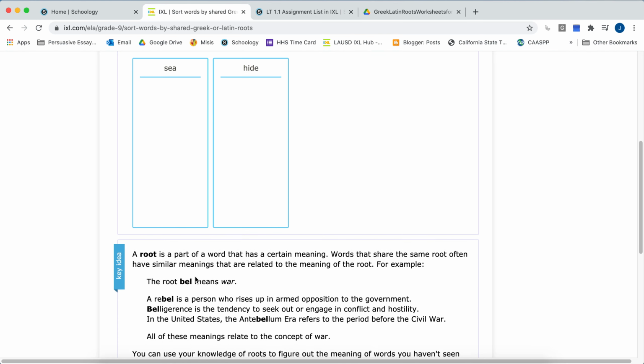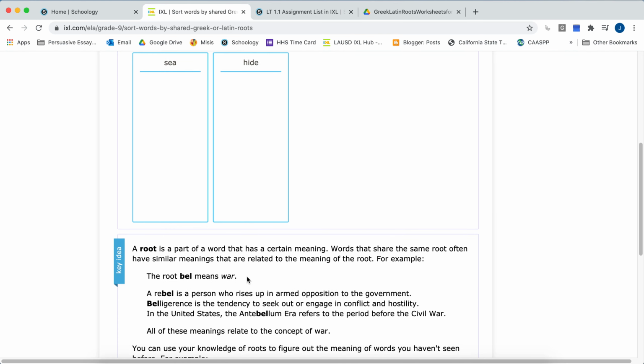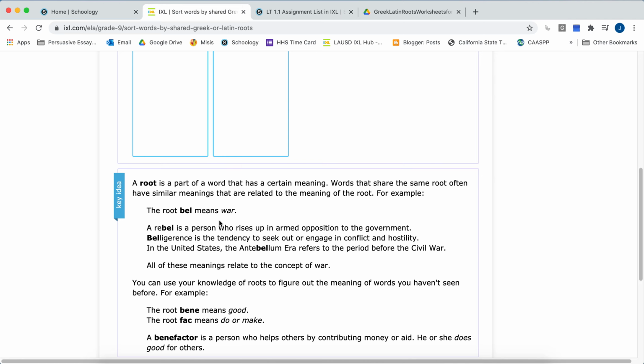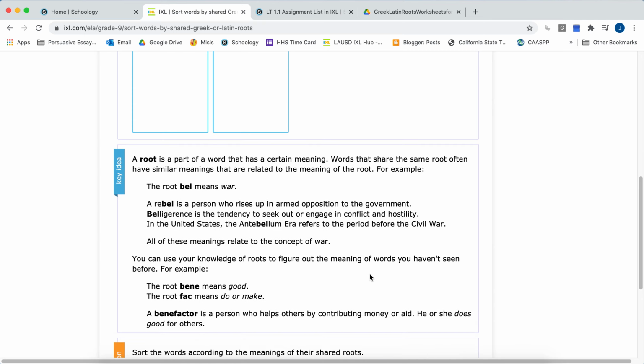A root, remember, is a part of a word that has a certain meaning. Words that share the same root often have similar meanings that are related to the meaning of the root. For example, a root like bell means war. A rebel is a person who rises up in armed opposition to the government. Belligerence is a tendency to seek out and engage in conflict and hostility. In the United States, the antebellum era refers to the period before the Civil War. All of these meanings relate to the concept of war.